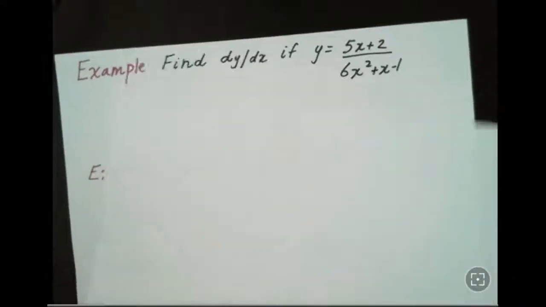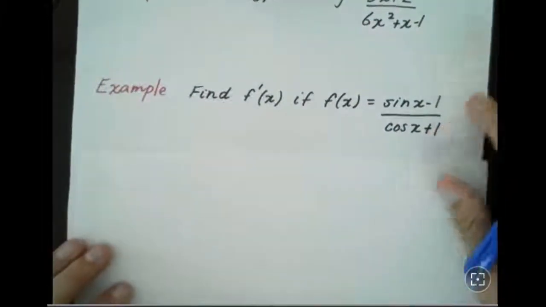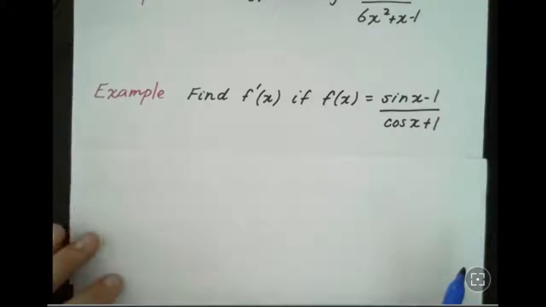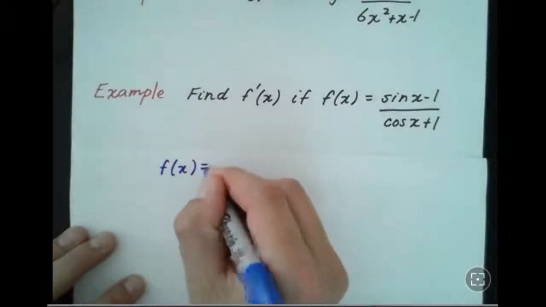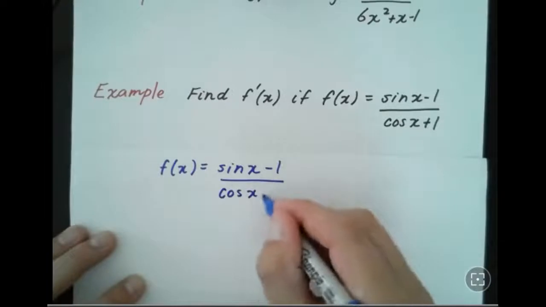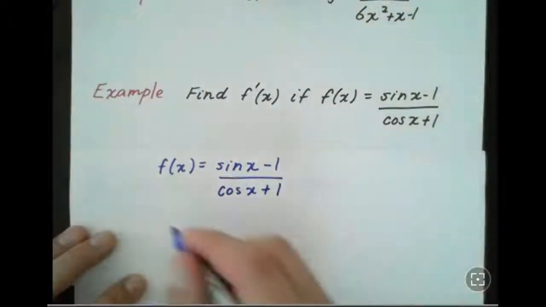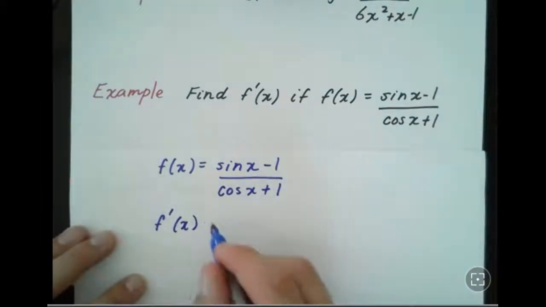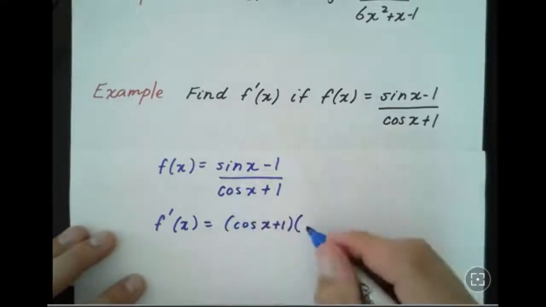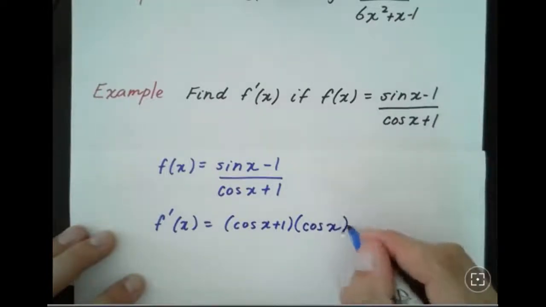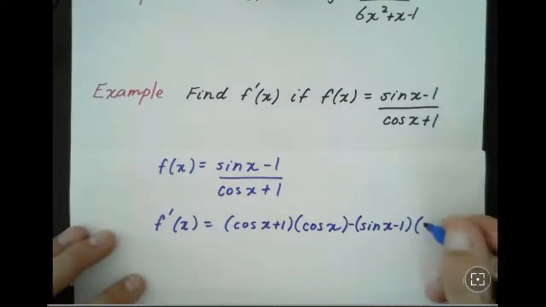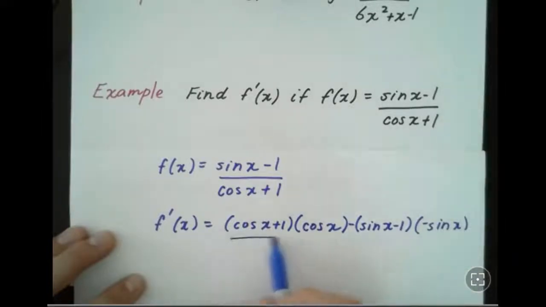All right, let's look at another example. So example number 2. The next two will be quicker. Find f prime if f of x equals sine of x minus 1 over cosine x plus 1. So let's go ahead and rewrite f of x. And then we're going to remember that bottom times the derivative of the top minus top times derivative of the bottom. So f prime, signal the derivative there, bottom cosine x plus 1 times the derivative of the top, which is just cosine of x, right, minus top times the derivative of the bottom. Derivative of cosine is negative sine of x, all over bottom squared.